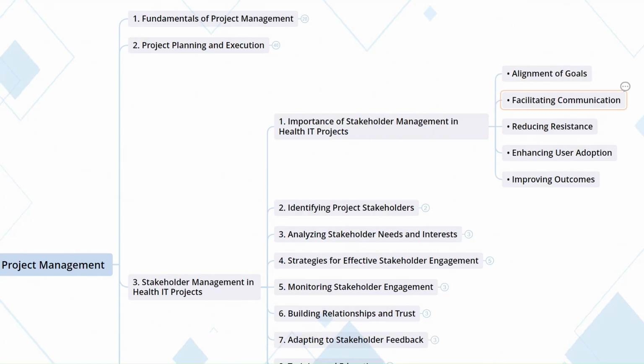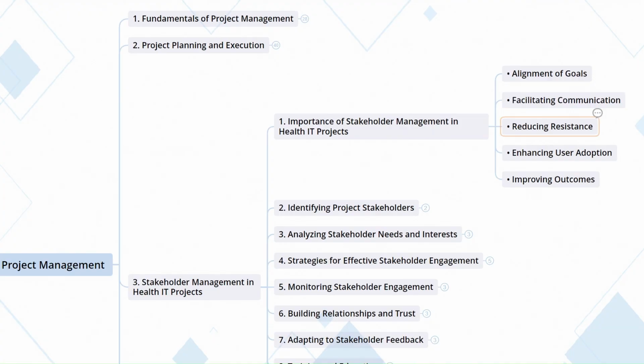Next, facilitating communication. Effective stakeholder management facilitates open lines of communication. This helps build trust and transparency, allowing for the timely sharing of information and addressing concerns before they escalate.